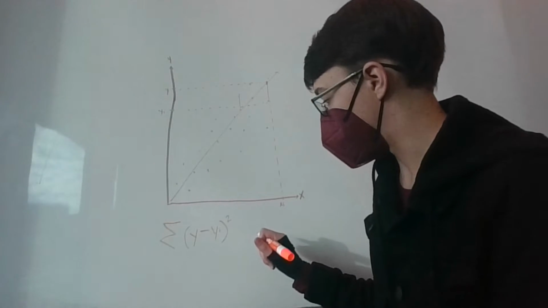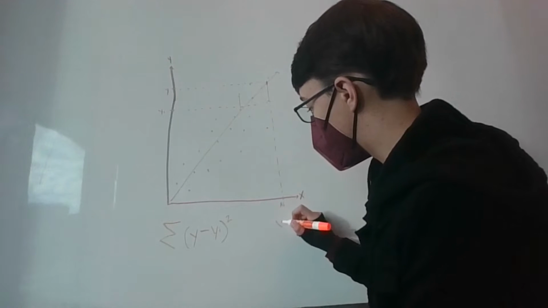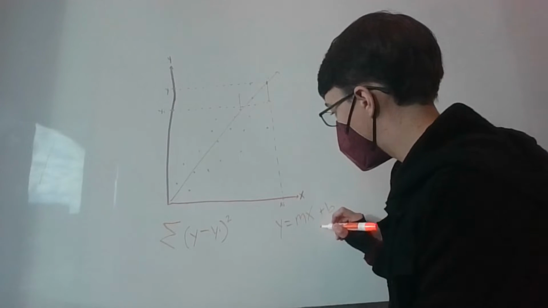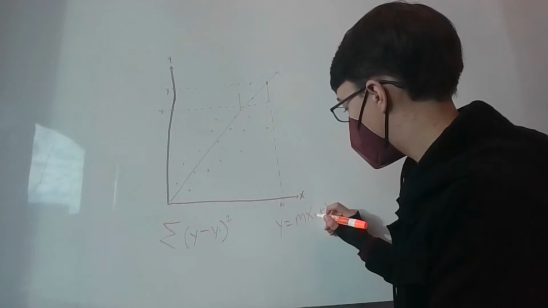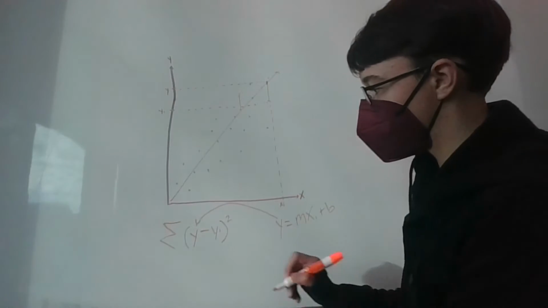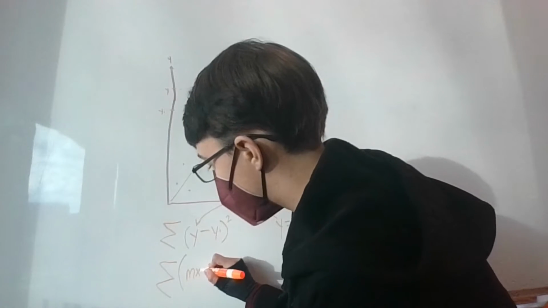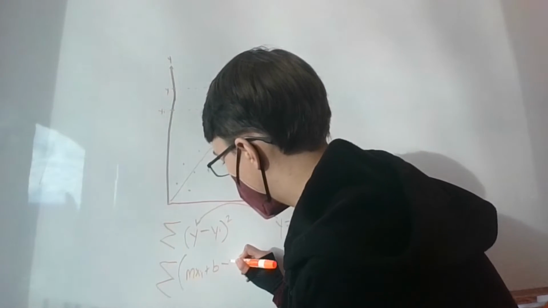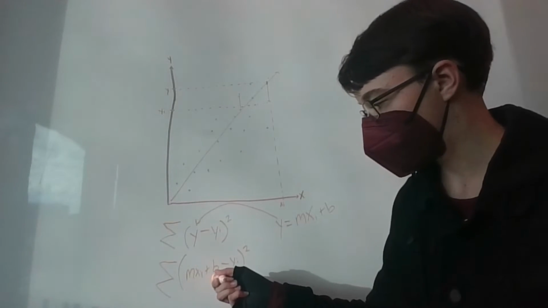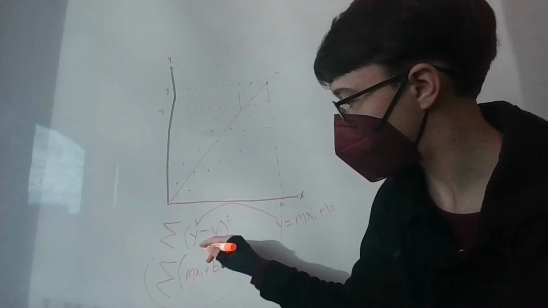Then what we can do is take what we want our model to look like. In this case, we might say our model is y equals mx plus b. For this specific point, it'll be m xi plus b. Then we can take that and plug it into the summation. We're going to have the sum of m xi plus b minus y sub i, squared. And we're going to want to find the values for m and b that minimize this function right there.